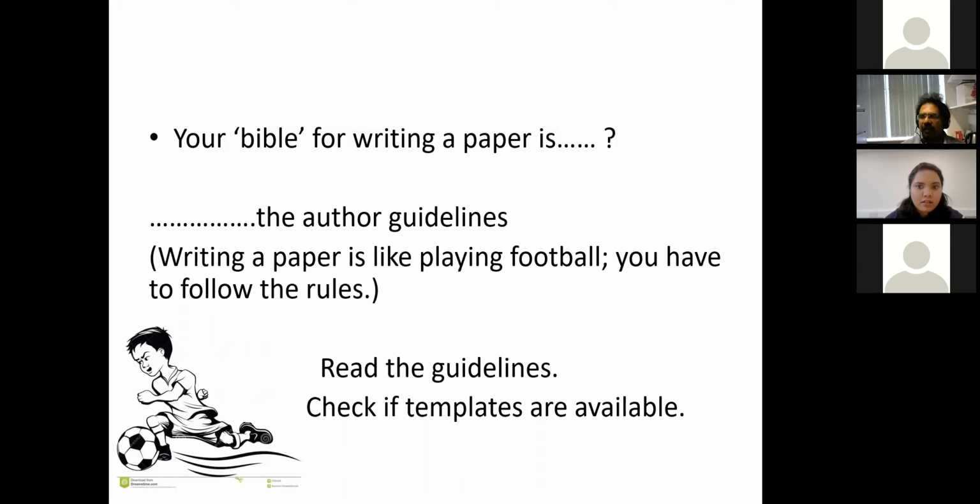Writing a paper is like playing football. You have to follow certain rules. And many journals have templates available. Check if that particular journal you are going to publish has templates. And if yes, always download it and type your paper in that particular template.